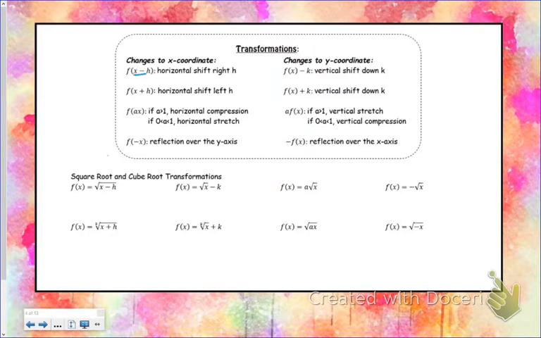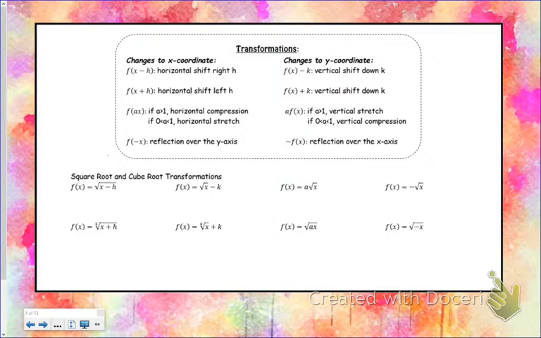If it is inside the parentheses near the x, those are our horizontal changes. All right, if it is outside the parentheses and away from our x, those are our vertical changes. And remember, your horizontal stuff is backwards. So -h is actually going to the right. And then on our stretches and compressions, if a is greater than 1, that's actually going to compress it horizontally. Whereas if a is in between 0 and 1, that is going to stretch your graph horizontally.